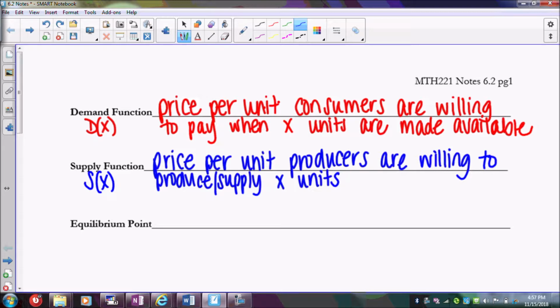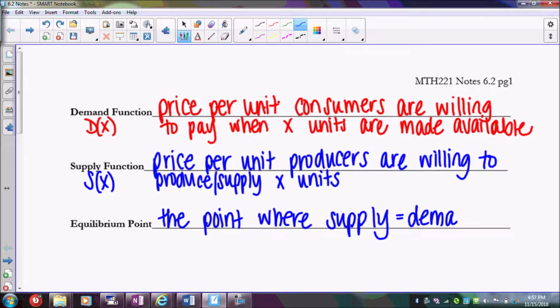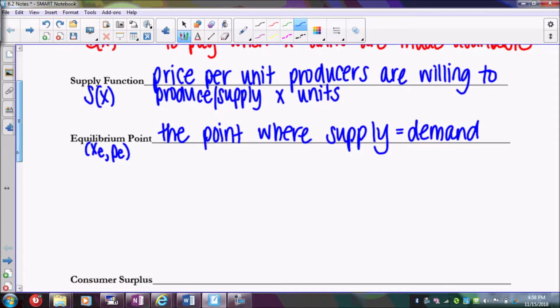And then the equilibrium point is the point where the supply and the demand are equal. So this is when sales are actually happening. This is the point where the supply equals the demand. You're going to see this point represented with x sub e comma p sub e, where the little e's just represent the equilibrium point. So it's the number of units and the price at the equilibrium point when the supply and the demand are equal.